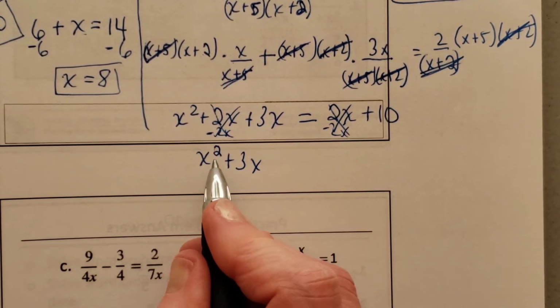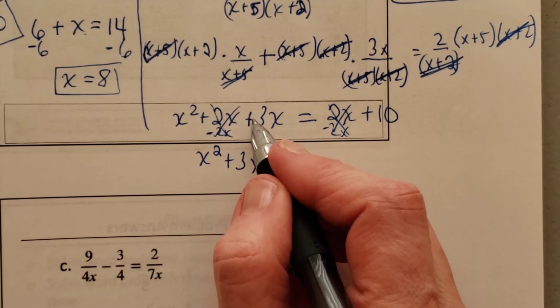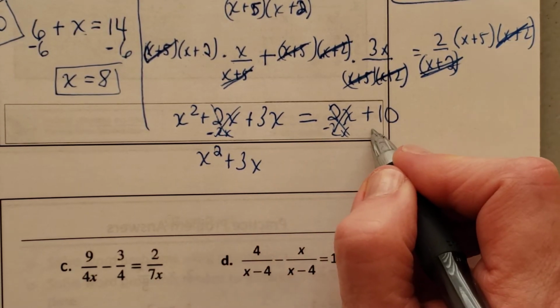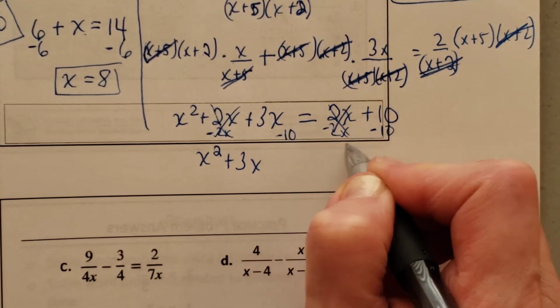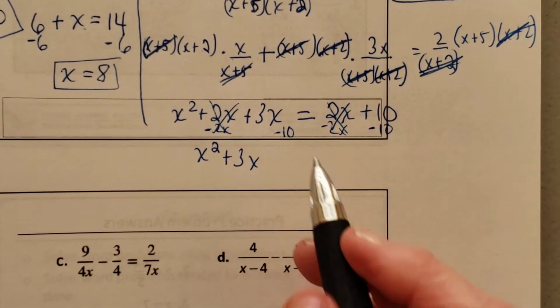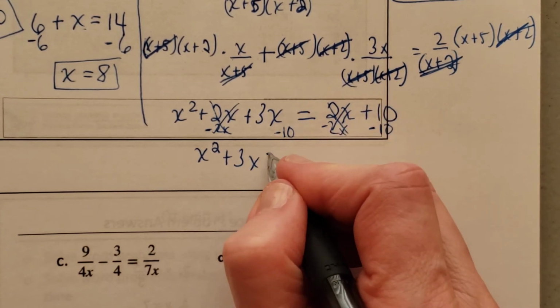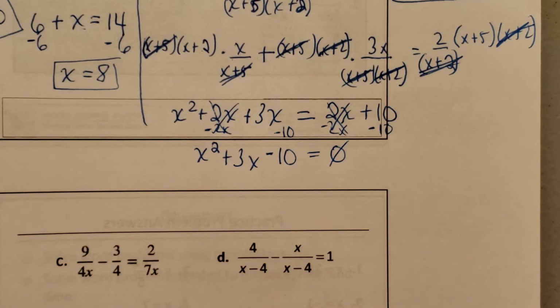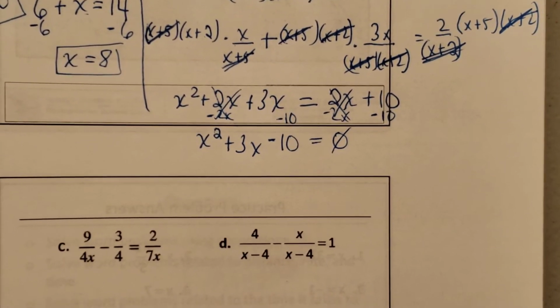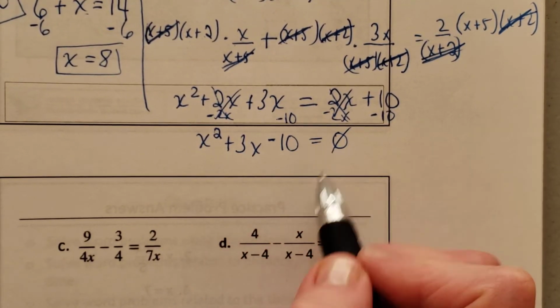Since it's a quadratic, I want everything moved over so I can set this equal to 0. Well, that means I have to get rid of plus 10. I'm going to move it to this side of the equal sign. Does it have a like term? Nope, it doesn't. So part of my quadratic equation is minus 10. All right, so now this is a quadratic equation set equal to 0.